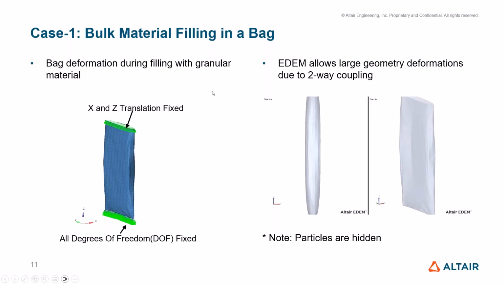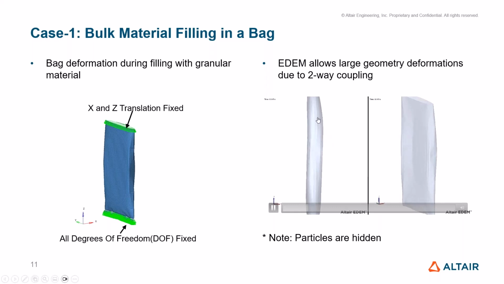Here, one example we developed is filling material into a bag. In OptiStruct we modeled the bag as shell elements, that is, 2D elements. At the bottom, all DOFs are constrained. On the top, since we are trying to hold it, two DOFs are fixed and the third, Y, is free to allow certain expansion and movement. There are no other forces applied on the bag except the bulk material loading. You can see how the geometry deforms.